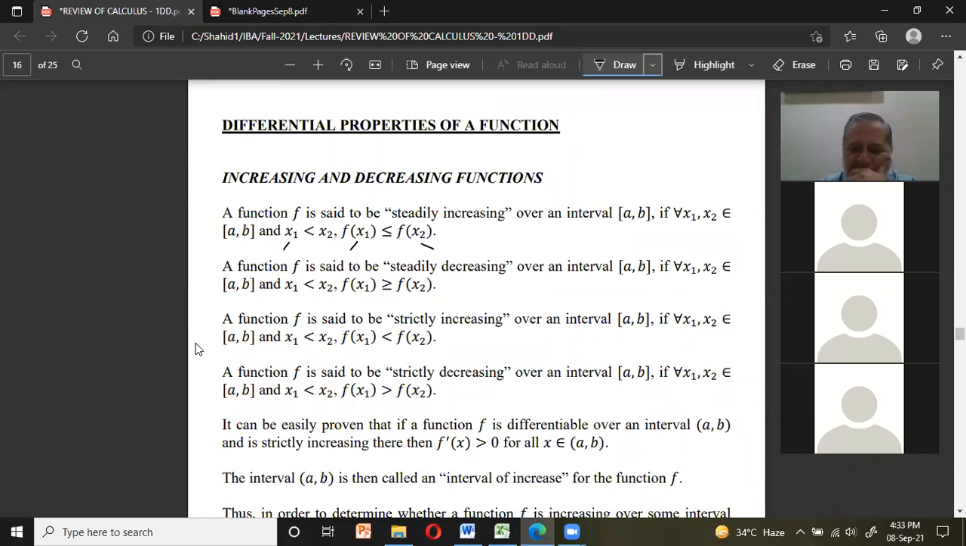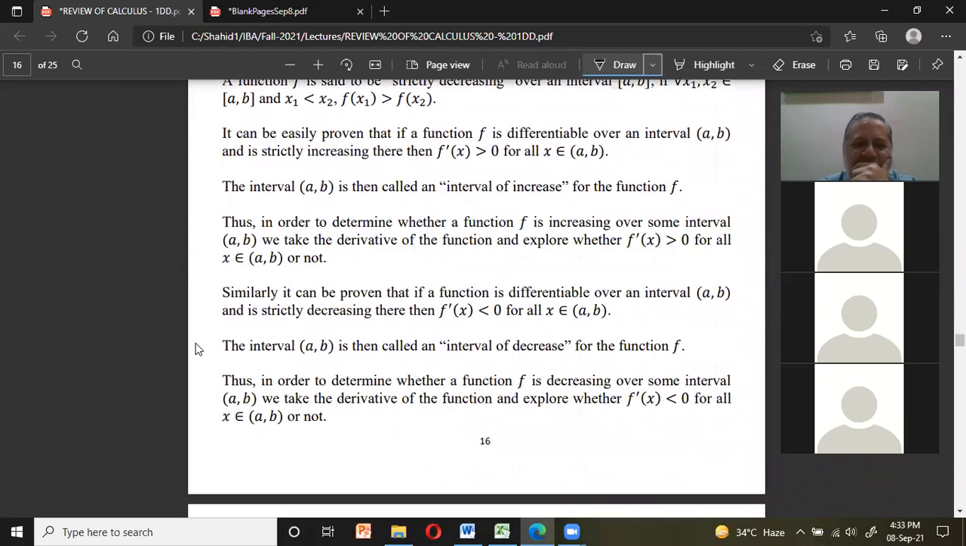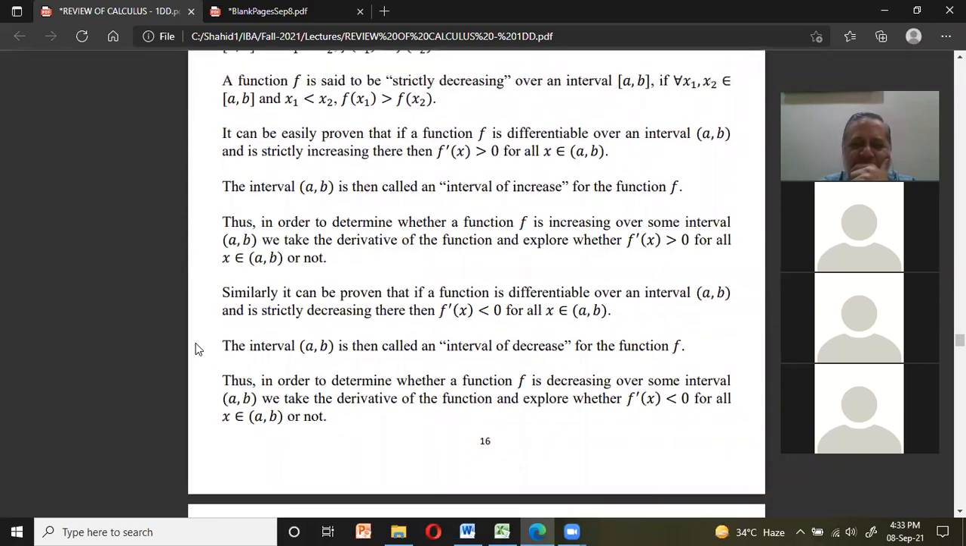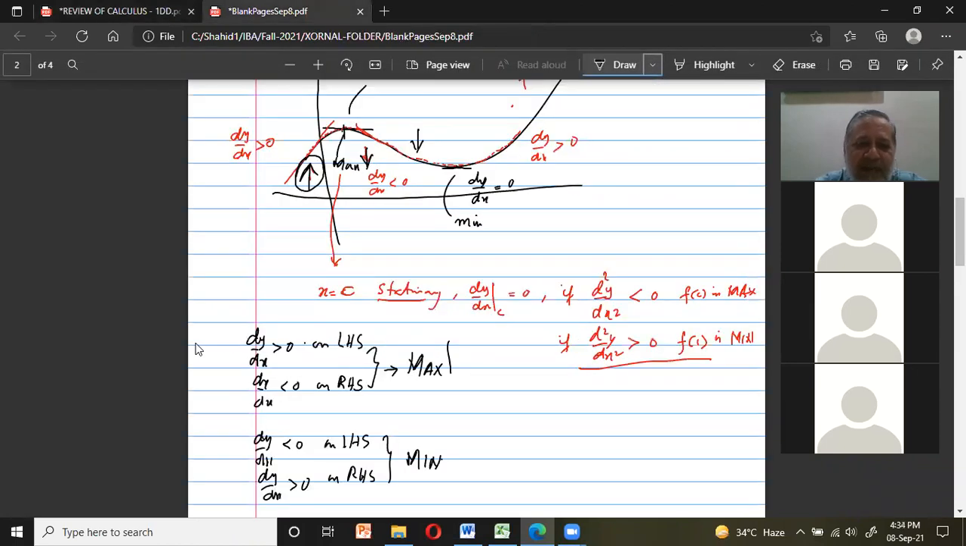These are the cases. It can be easily proven that if a function f is differentiable over an interval, पूरे interval पे, तो पूरे interval पे इन function की strictly increasing के लिए condition derivative positive की है. इस interval को हम interval of increase कहते हैं. यहाँ से यहाँ तक फंक्शन डिक्रीज कर रहा है तो ये इंटरवल ऑफ डिक्रीज हो गया, और दिस इज द इंटरवल ऑफ इंक्रीज.